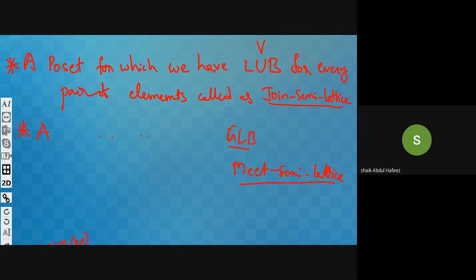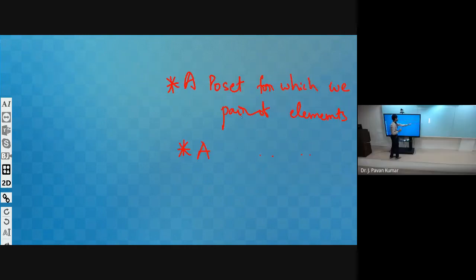Yes, sir. Now let us see a simple example. Now you try to identify whether it is a join semi-lattice or a meet semi-lattice. Now you say whether it is a join semi-lattice or a meet semi-lattice.